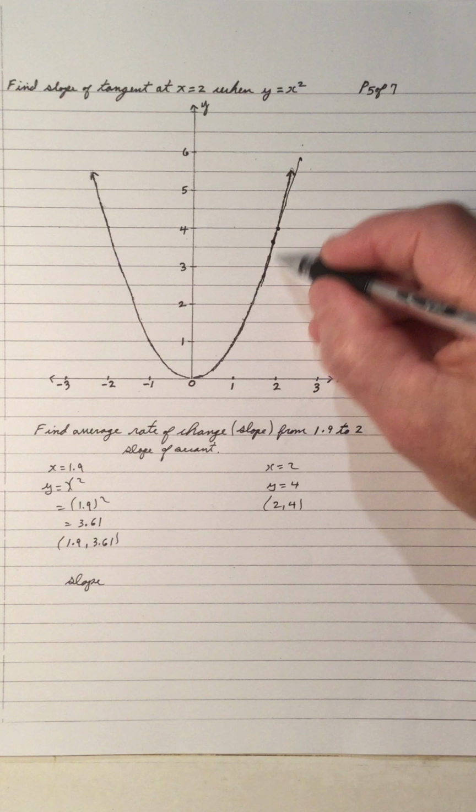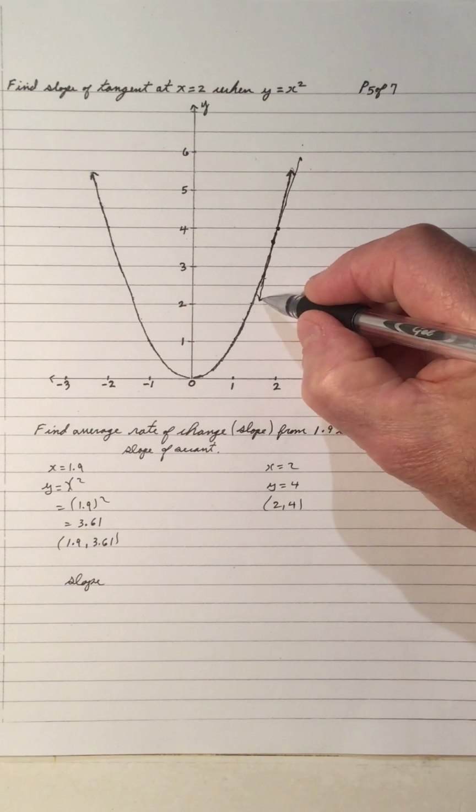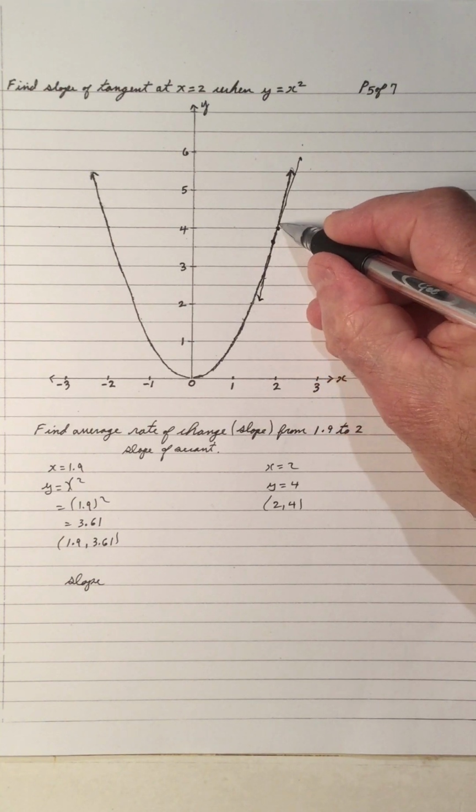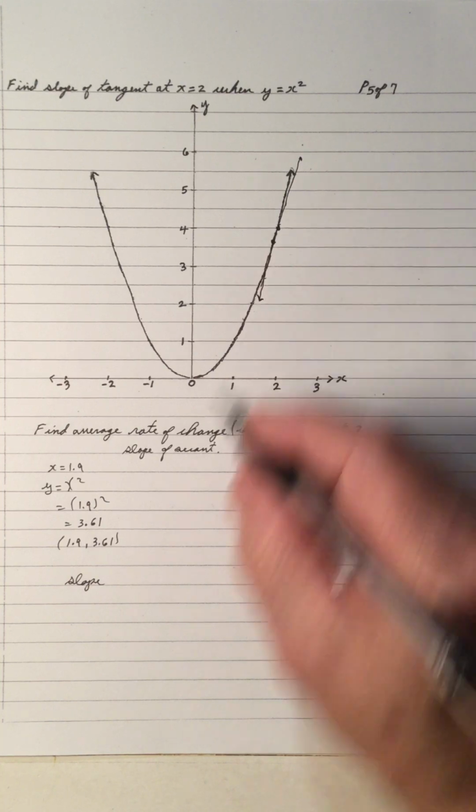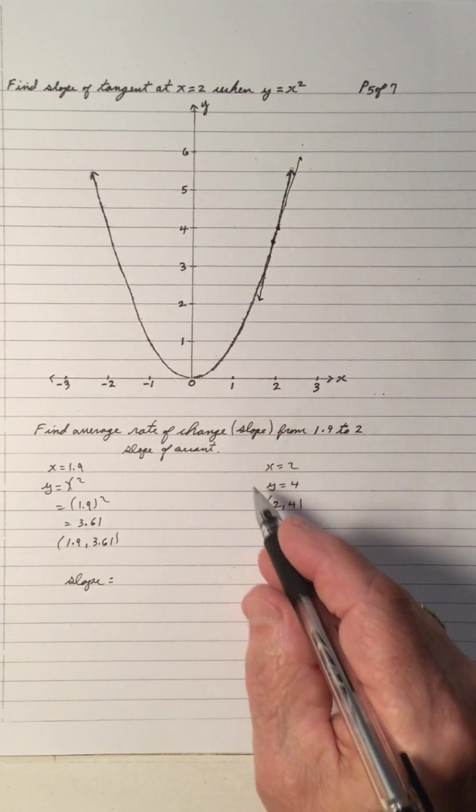There it is. The secant is the line that cuts the curve at 2 points. So these are the 2 points here. So let's find the slope of this secant.